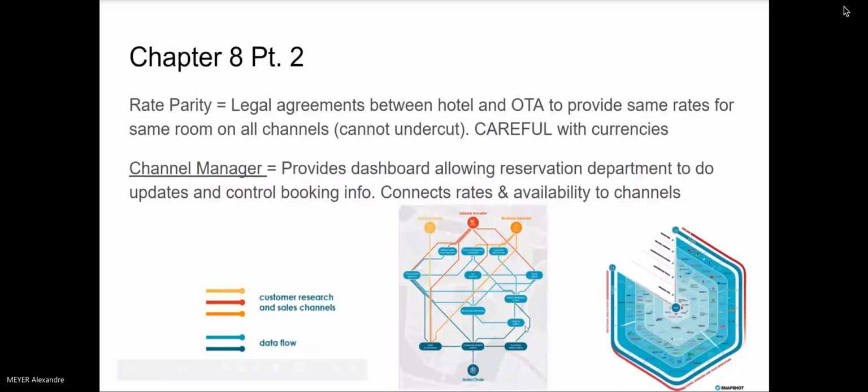So again, it connects rates and availability to all channels, and here we have just an example of how it all works, but it's just a visual representation. But again, a channel manager is essentially just providing all the information so that everybody is on the same page.